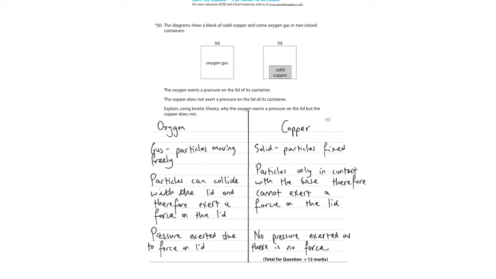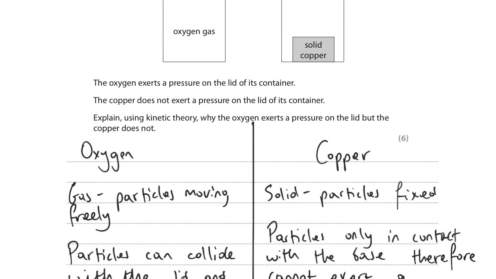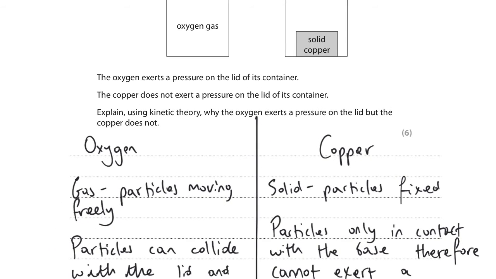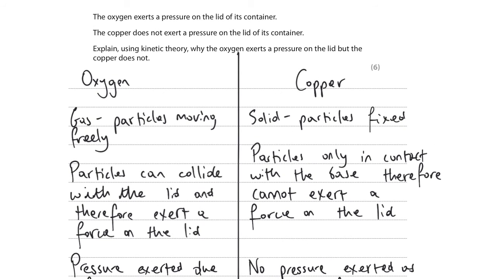The diagrams show a block of solid copper and some oxygen gas in two closed containers. The oxygen exerts a pressure on the lid. The copper does not exert a pressure on the lid. Explain using kinetic theory why the oxygen exerts a pressure on the lid but the copper does not. I've divided my 6 marker into two: half for oxygen, half for copper. So I'm going to have to make 6 marks in total, 3 points for each.